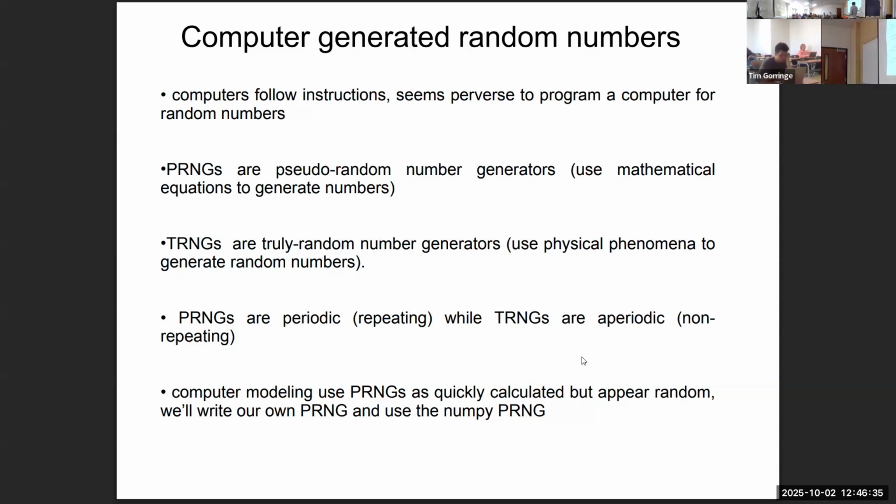Anyway, that distinguishes the pseudo-random numbers that are calculated by an equation from the truly random numbers, which don't repeat, don't have a period, and arise in physical processes. So just to be clear, we'll be calculating what are called PRNGs, pseudo-random numbers. We can't calculate with equations the TRNGs, which are the truly random numbers.